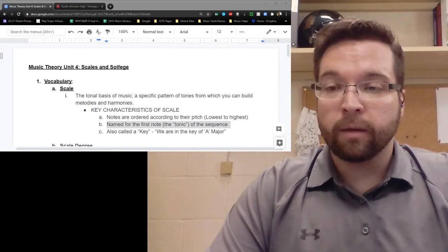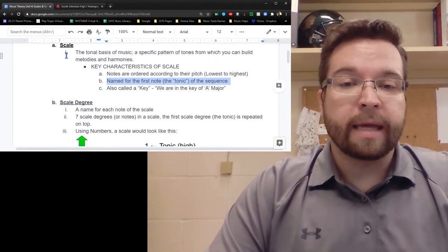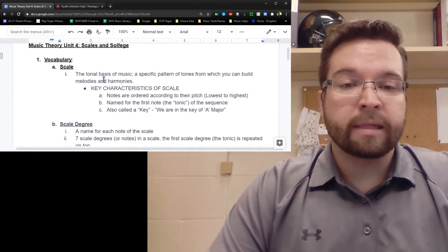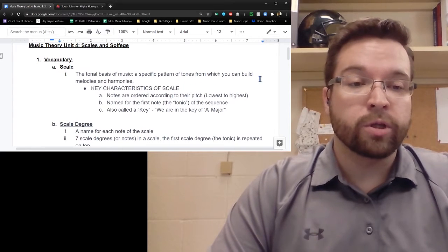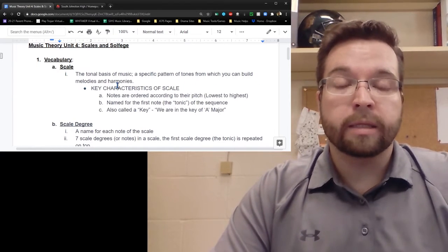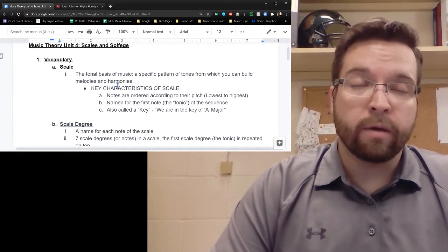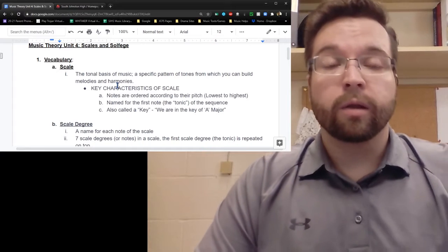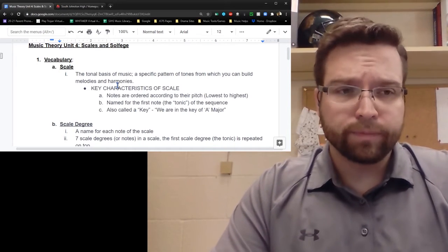If you go ahead and open up your notes, I'll pull those up on screen right here, and we'll get started. All right, so vocabulary. A scale, a musical scale, is the tonal basis of music, a specific pattern of tones from which you can build melodies and harmonies. A scale consists of 7 notes, if you don't count the first note being repeated on top, as we learned in an earlier lesson. There are 7 pitches, 7 tones in a scale.